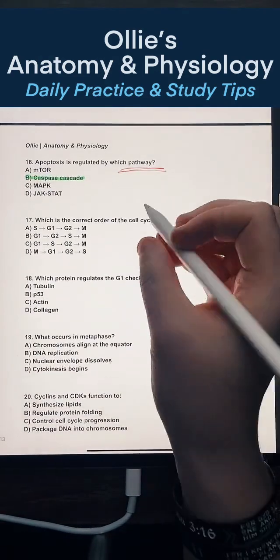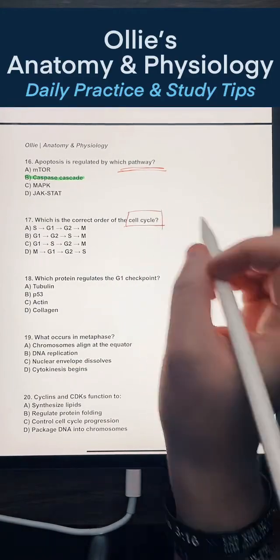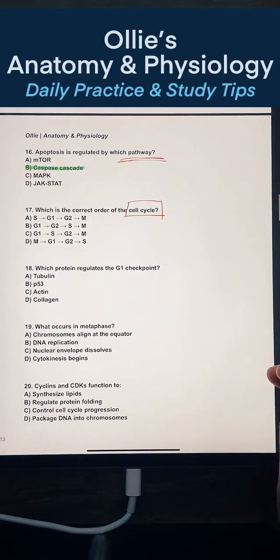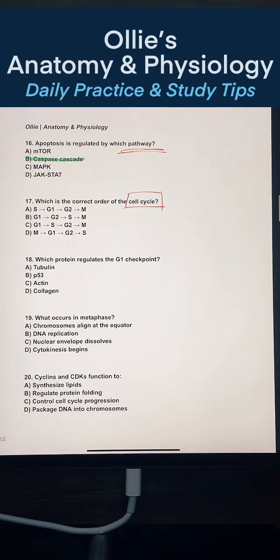Number 17, what is the correct order of the cell cycle? We're talking about the cell cycle. What is going to be the correct order, A, B, C, or D? What do you guys think for this one?